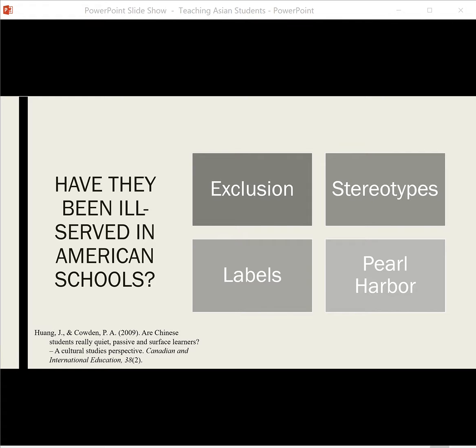Stereotypes. So one very predominant stereotype is that Asian students are academically the best. They're the perfect minority. And so these students, Asian students, are not going to look at this as a stereotype. They're going to look at this as an expectation.